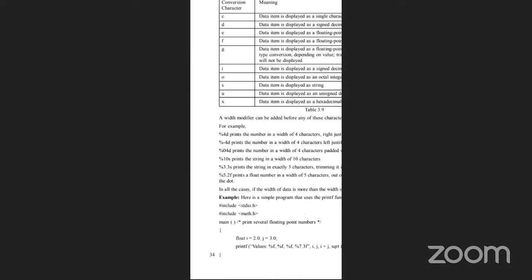A width modifier can be added before any of these characters to give the width. For example, %4d means a width of 4 characters, right justified. %-4d means left justified. %04d prints the number with a width of 4 characters, padded with preceding zeros if necessary. %10s prints a string with a width of 10 characters. %3.3s prints a string of exactly 3 characters, truncated if it is longer. %5.2f prints a float number with a width of 5 characters, of which 2 are after the decimal point, and the dot counts too, which means 5 characters.